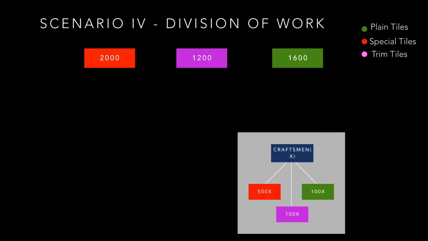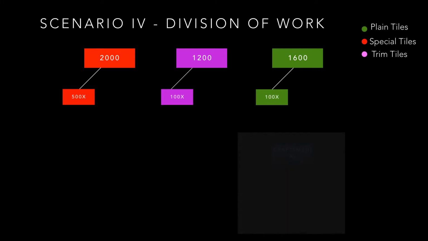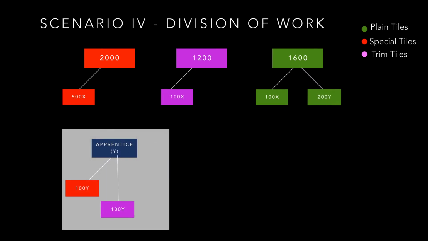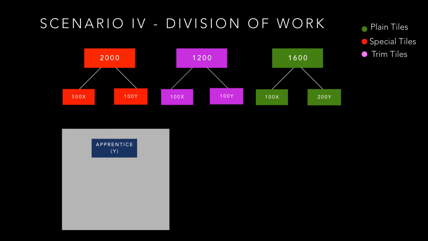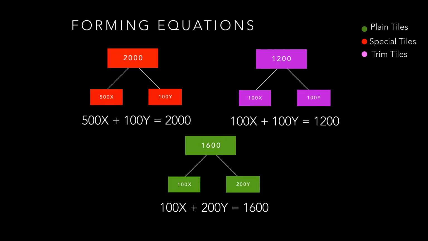Scenario 4: the division of work. So here at the top are what the firm wants. And let's divide the work into what craftsman and apprentice can do. With this information, we can form our equations for special tiles, trim tiles, and plain tiles.